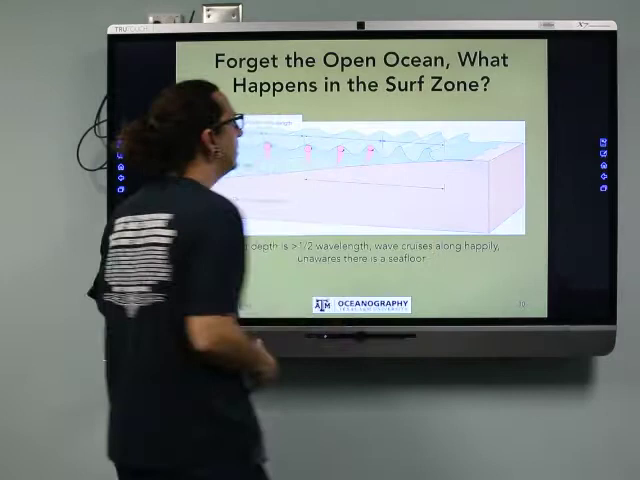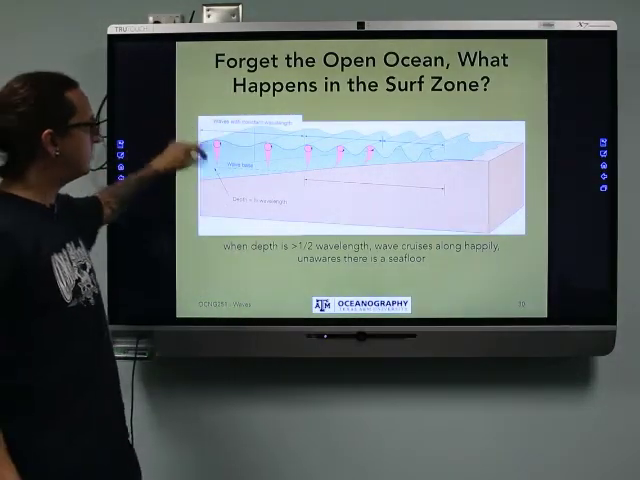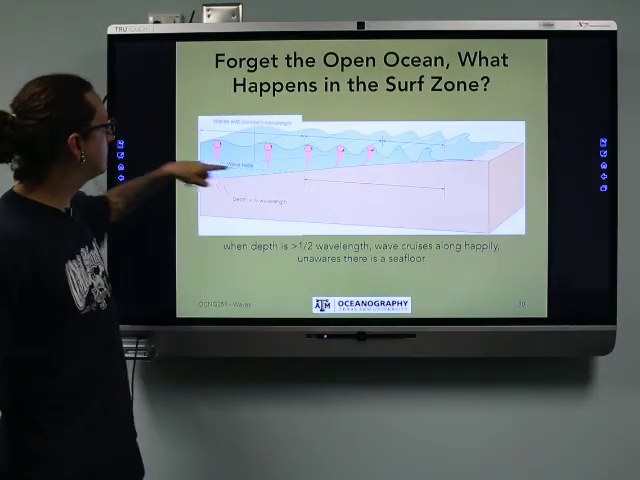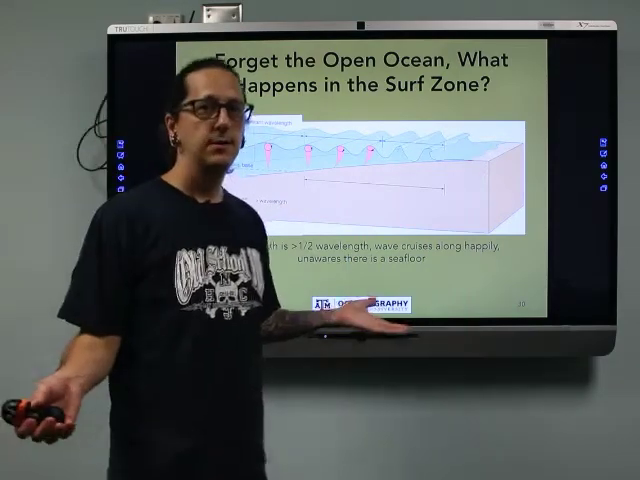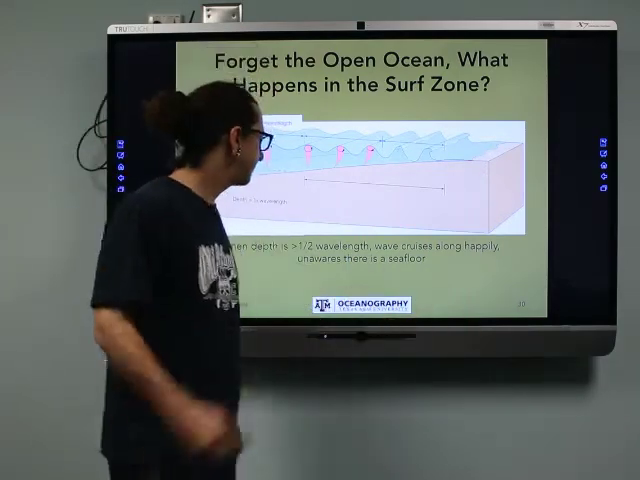Showing you the seafloor getting shallower. So out here, we're still deep enough that the wave base is above the seafloor, and so the waves will act as if there is no seafloor. Okay.